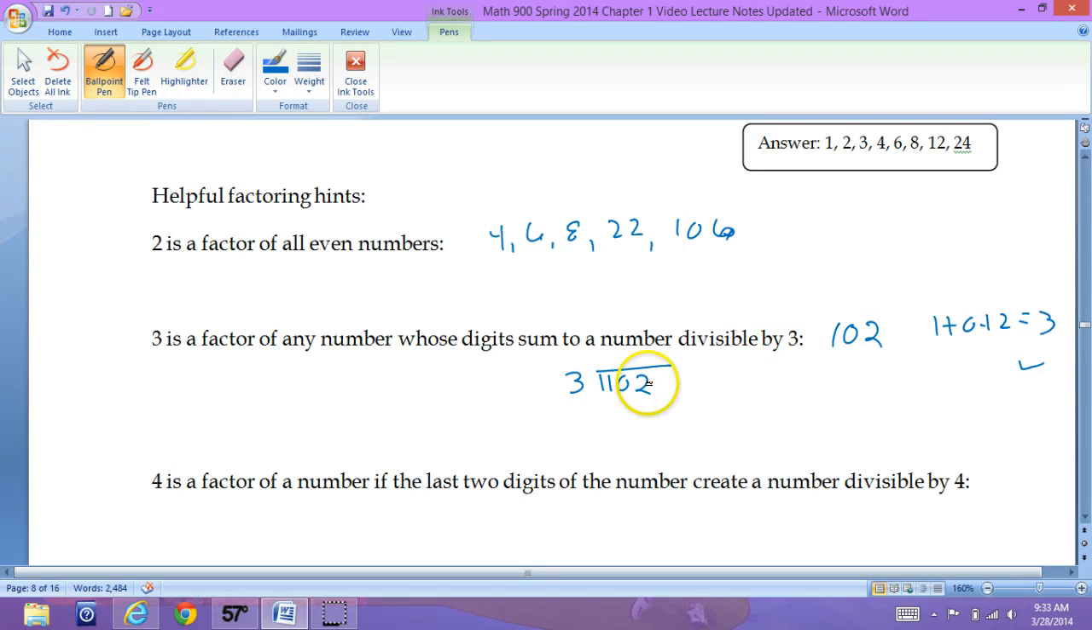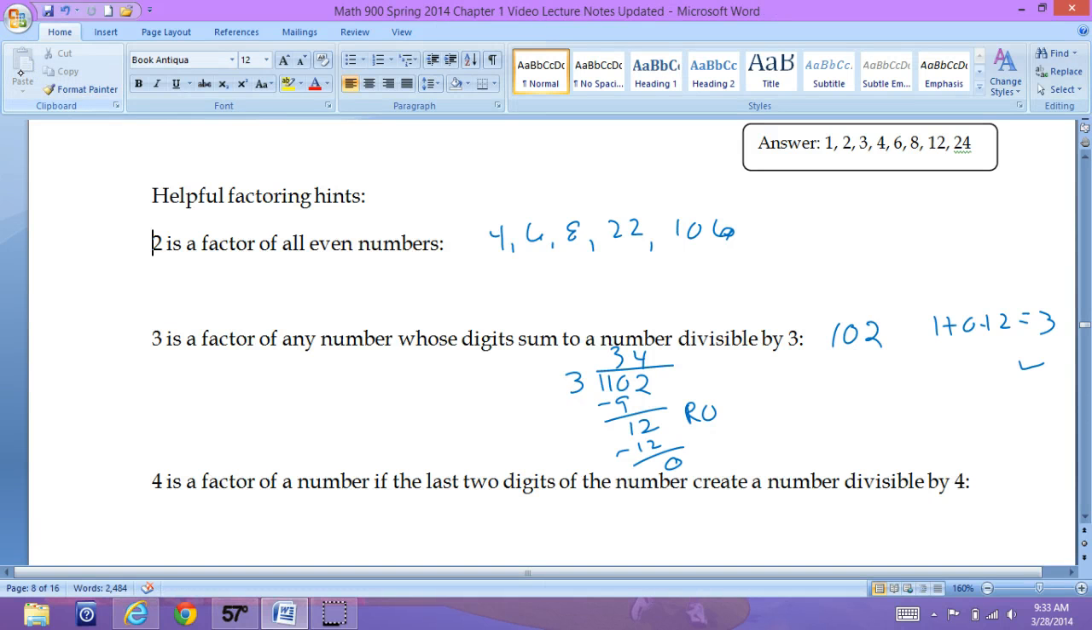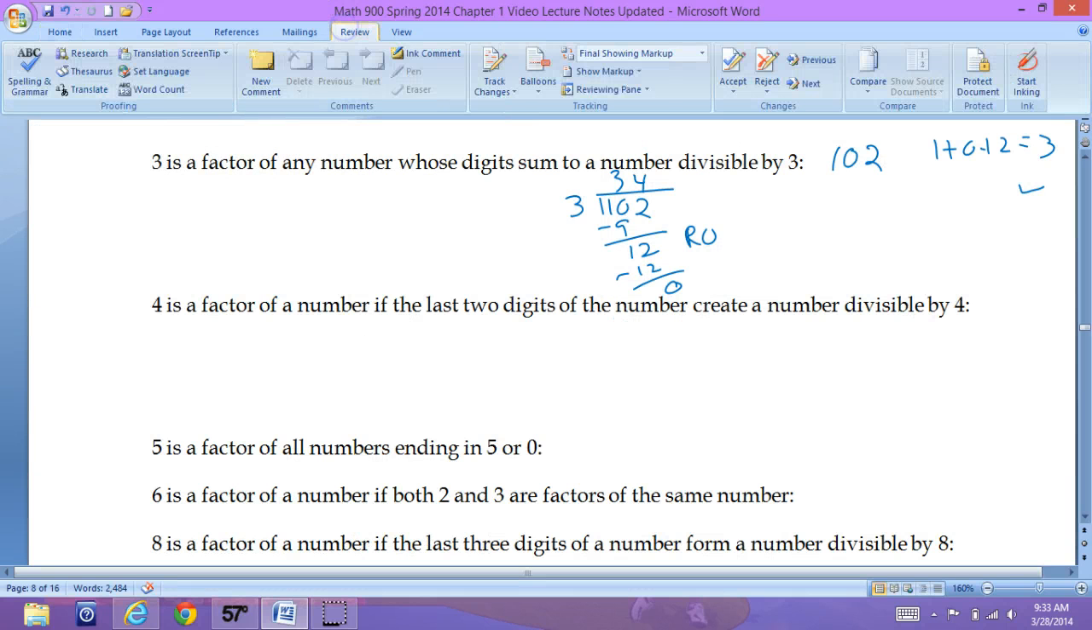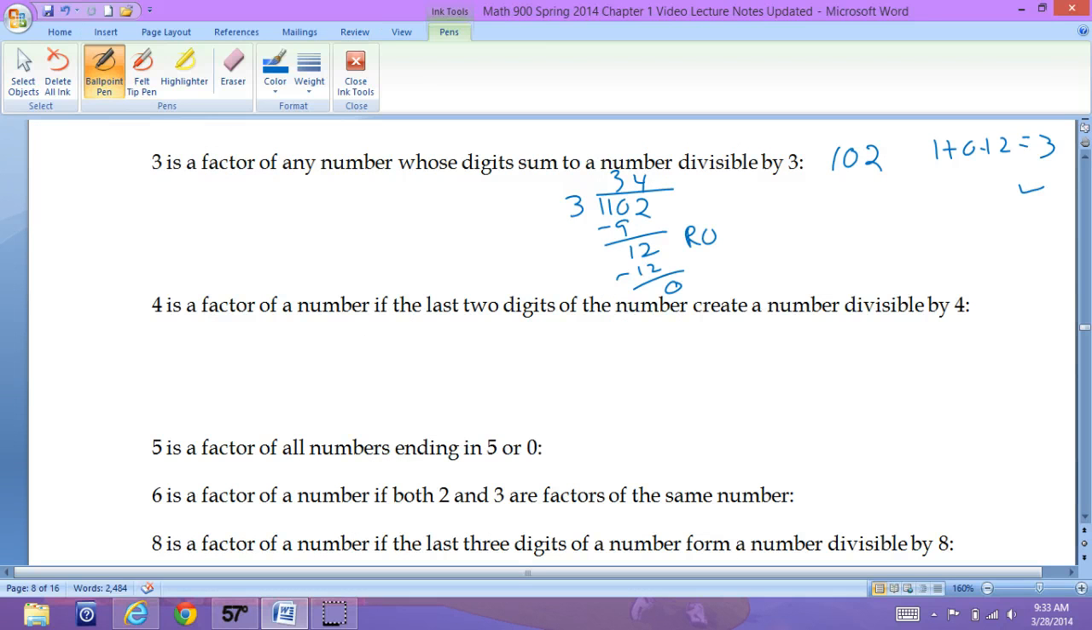And we can actually follow through on this process here. And again, we're looking for a remainder of 0. So 3 times 34 gives you 102. Therefore, 3 is a factor of 102, and also 34 is a factor of 102. And you'd have to break the 34 down. But that might help you figure out some factors of some bigger numbers that we'll be working with, slightly bigger numbers.